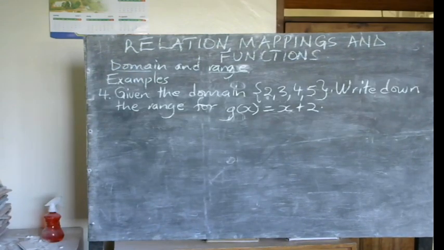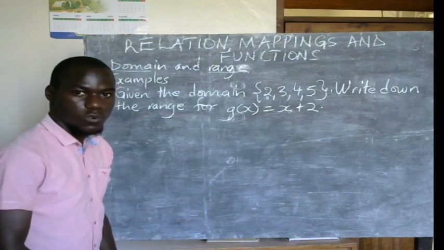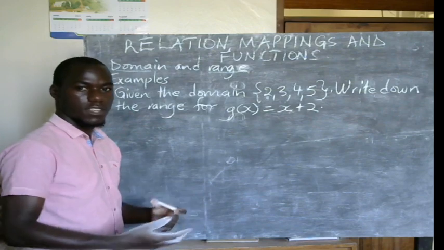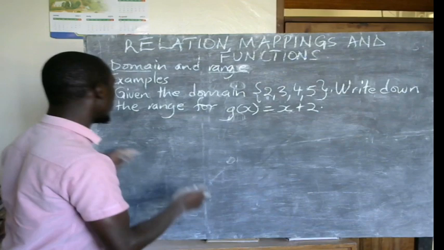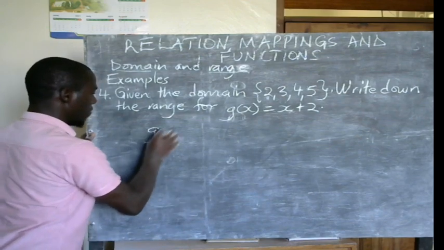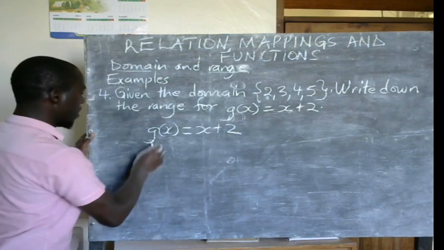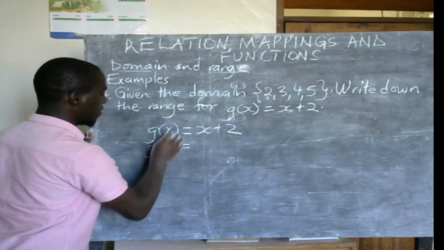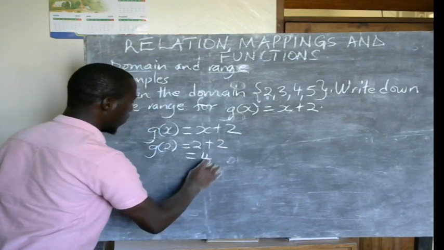Example 4, given the domain, that one there, write down the range for g of x is equal to x plus 2. So here, it's all about substitution. Where there is a value of x, you substitute the elements in the domain. It's just all about that. So my function or the mapping is x plus 2. Then I need to get g of 2 there. So where there is x, I'm going to put a 2. So that's going to be 2 plus 2, and then I get a 4.